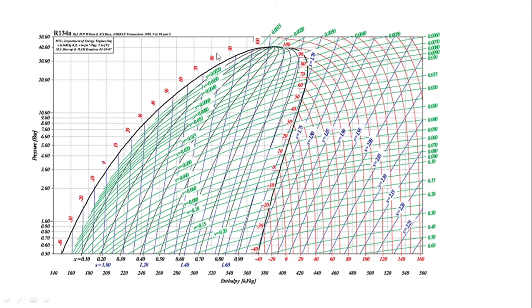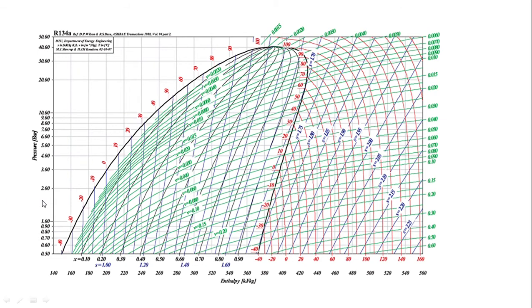Now on the saturated liquid line, you know that there is only liquid, so the dryness fraction of that line is 0. On the saturated liquid line there is only liquid, so it has a dryness fraction of 0, while the saturated vapor line has only vapors, and that's why the dryness fraction is equal to 1.